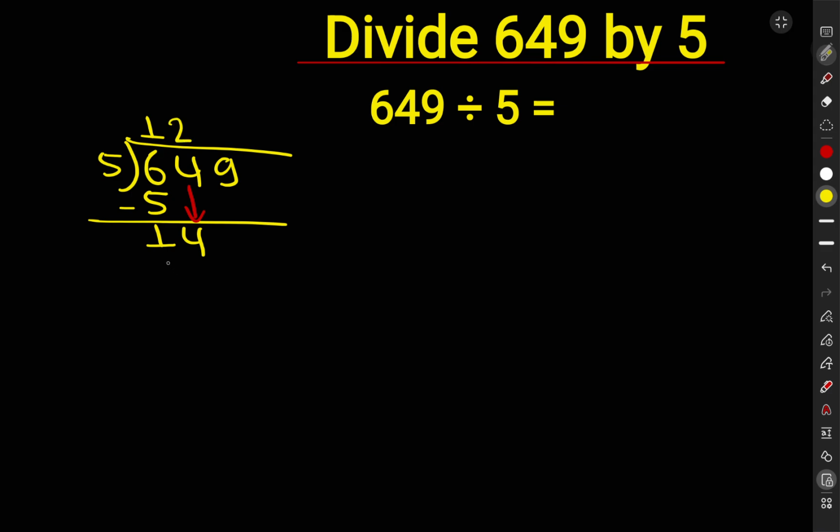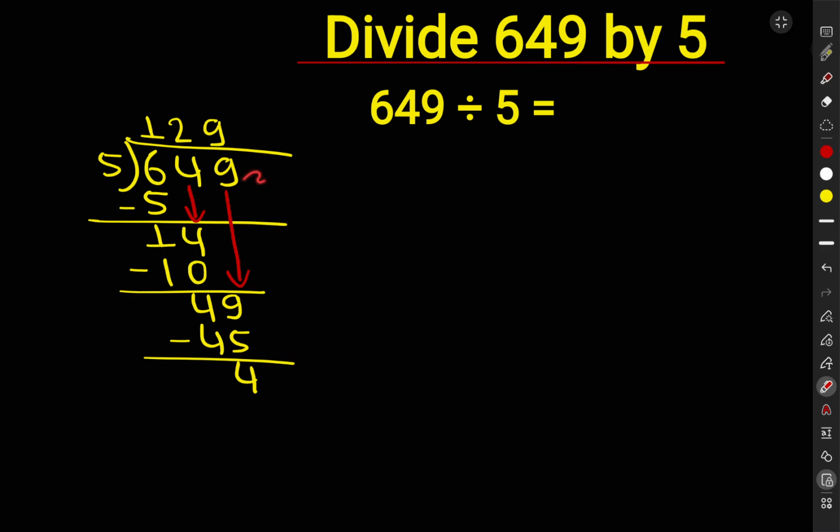5 times 2 is 10. On subtracting we get 4. So again we put down this 9 and it is 49. 5 times 9 is 45. On subtracting we get 4.